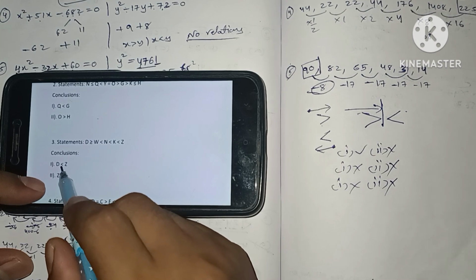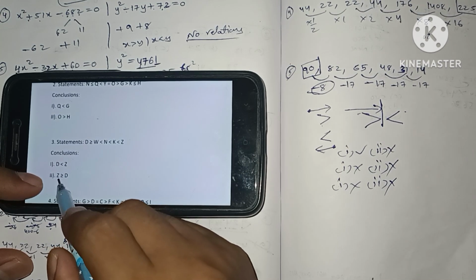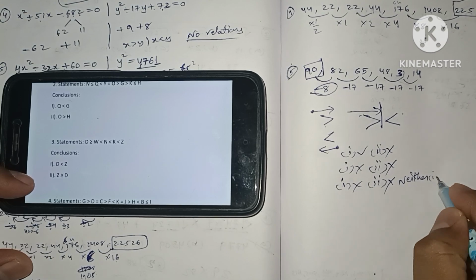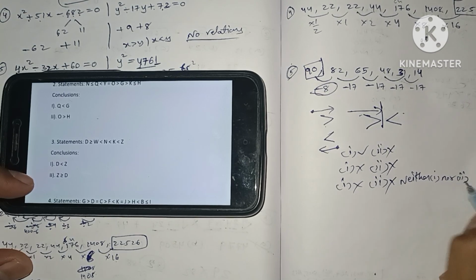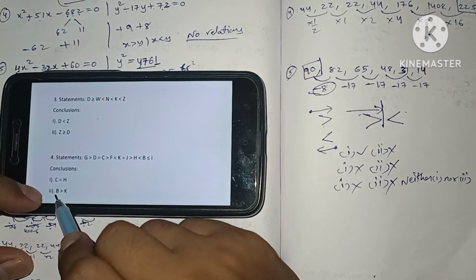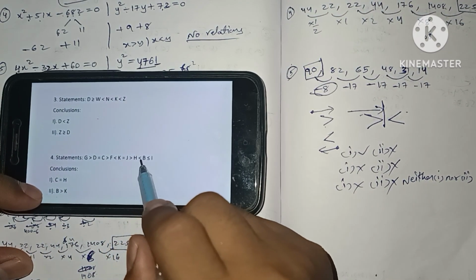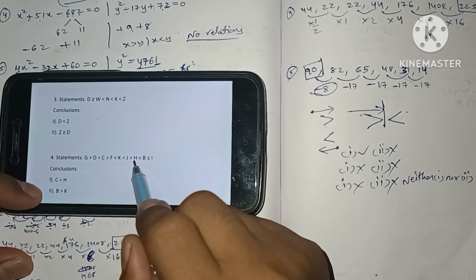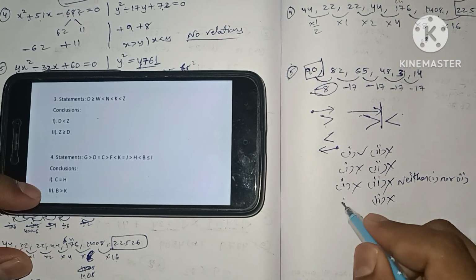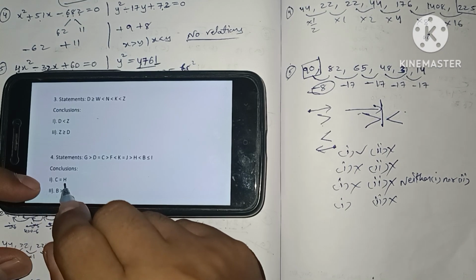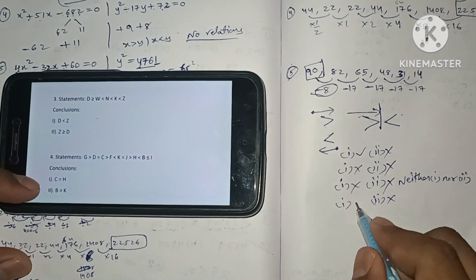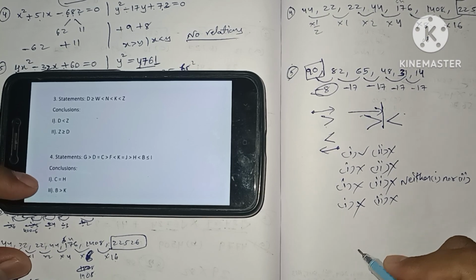Here in both cases Z is greater, so neither one nor two is the answer for this question. Next, fourth one, the flow from B to K, from B we can reach to H but not to K, so second conclusion will be false. First conclusion, C is equal to H. C is here and H is here. It is not possible. So first conclusion is also false.